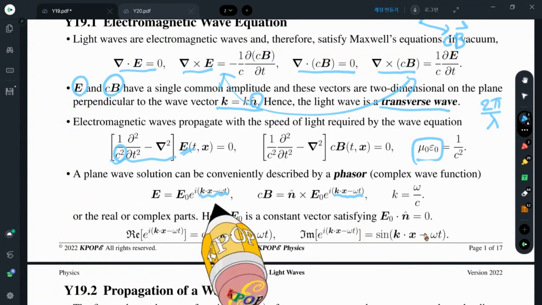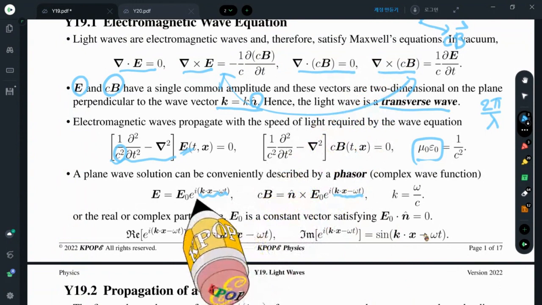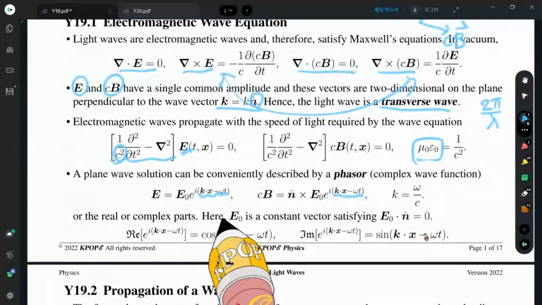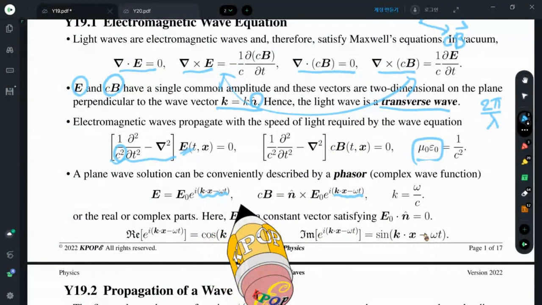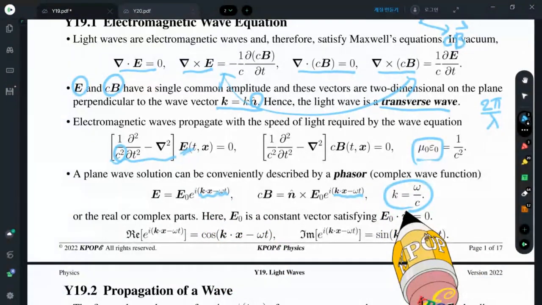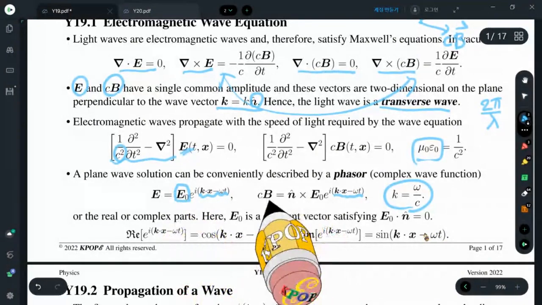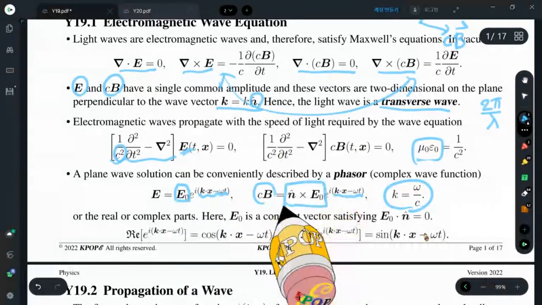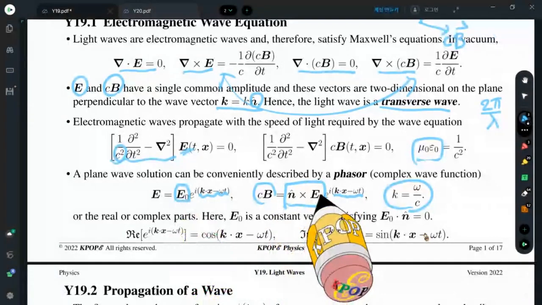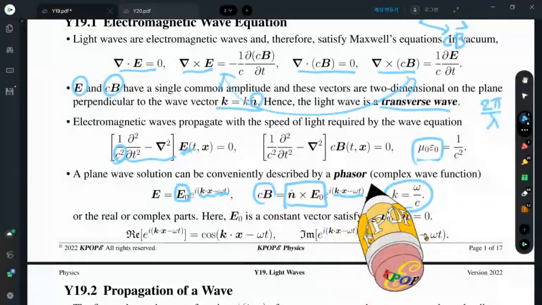So why don't we introduce the exponential of i something, and if we consider a wave, its argument must be of the style k dot x minus omega t. And we know the speed of light relates the wave number k and the angular frequency omega. In addition, the electric field polarization vector and the magnetic field polarization vector are orthogonal to each other, as well as perpendicular to the wave vector.